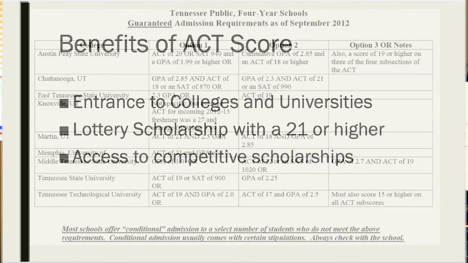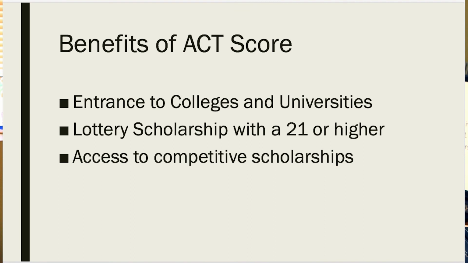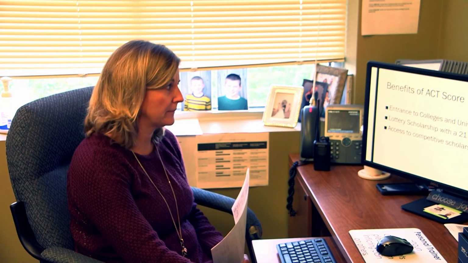The benefits of this ACT score, and we're talking to freshmen, sophomores, and juniors especially, because you're in the time frame where you need to be really concerned about that, are entrance into colleges and universities and lottery scholarship. The state of Tennessee right now participates in the lottery scholarship. If you receive a 21 or higher, you can receive money from the state of Tennessee lottery, and that's good while you're in college, as long as you keep a certain GPA while there. There is also access to competitive scholarships, and college is not cheap, it's very expensive, so the more money that you can receive in order to complete your post-secondary education, the better.